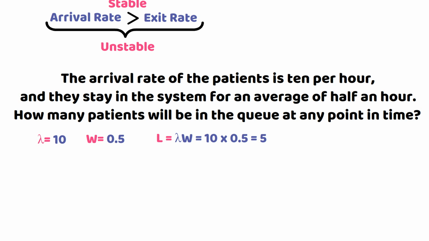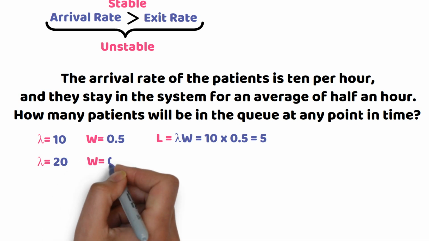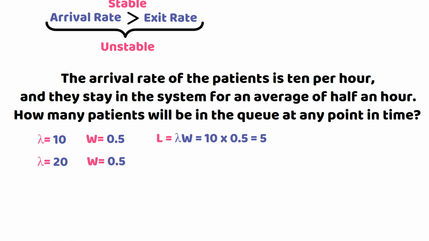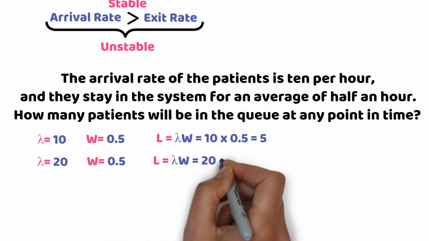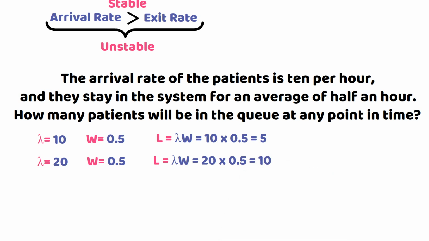Suppose the doctor has become more famous, and the arrival rate has increased to 20 patients per hour, and they stay in the system for the same time, which means an average of half an hour. So, the L will be 20 multiplied by 0.5, which is equal to 10. Now, there would be 10 patients in the clinic at any time. In this situation, the clinic needs to work on the available seating capacity in the waiting area or think about increasing the number of servers, which means doctors.